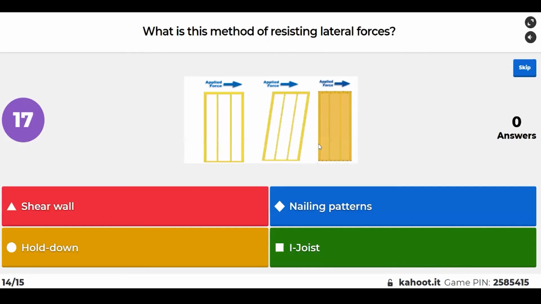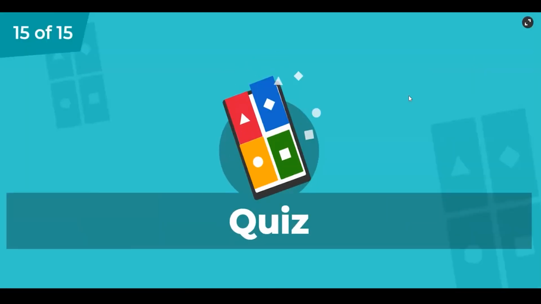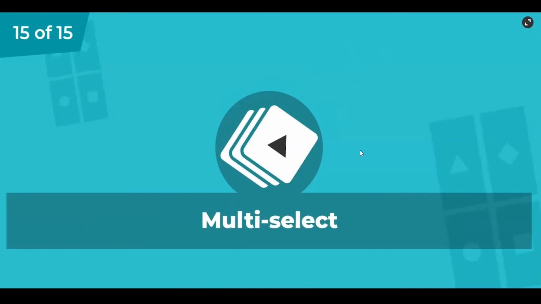What is this method of resisting lateral forces? Well, we can cross off hold down and I joist because it's not pictured there. I remember that the nailing pattern does matter in this, but that's not what it's showing, so shear wall it is. Yeah. Okay, great. Oh, we're at the last one.